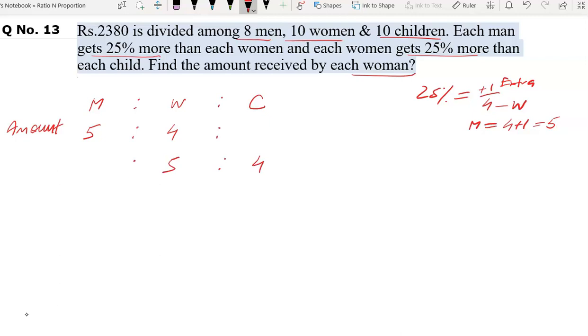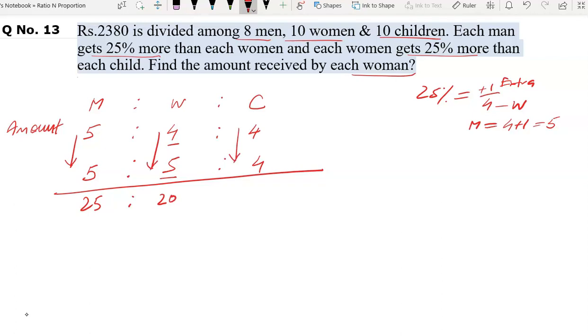So now what we will do, in order to find the ratio of man to woman to child, here it's 4, on the right side it's blank, so we will write 4 here. Here it's 5, on the left side it's blank, so we will write 5 here. Now we will multiply this. 5 into 5 will give us 25, 4 into 5 will give us 20, 4 into 4 will give us 16. So this is the ratio of amount which man to woman to child will get.